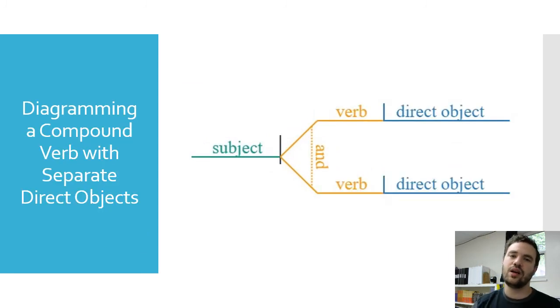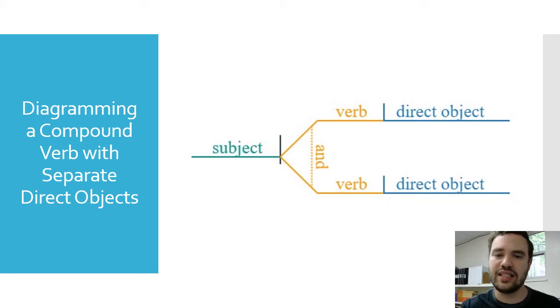All right, one more way to diagram direct objects. So let's say you had two different verbs, and each verb had its own direct object. So the subject did something to one thing or person, and then it did something else to another thing or person. So in this case, it splits at the verb, but it never comes back together because both verbs are not acting on both direct objects. They're acting on different direct objects.